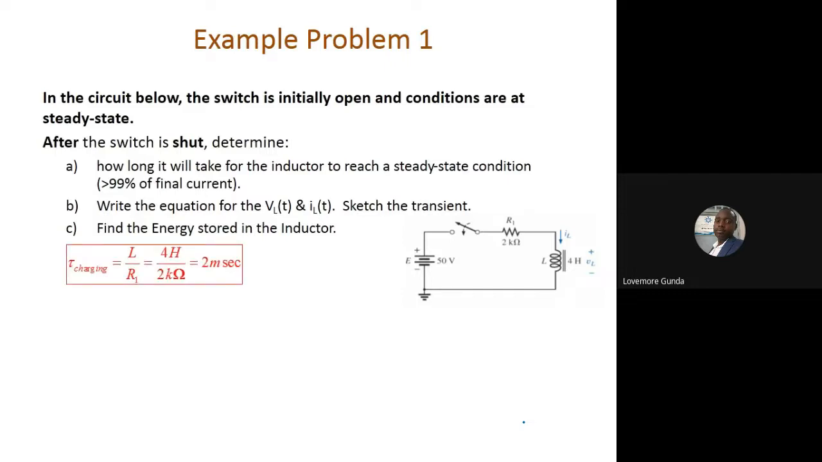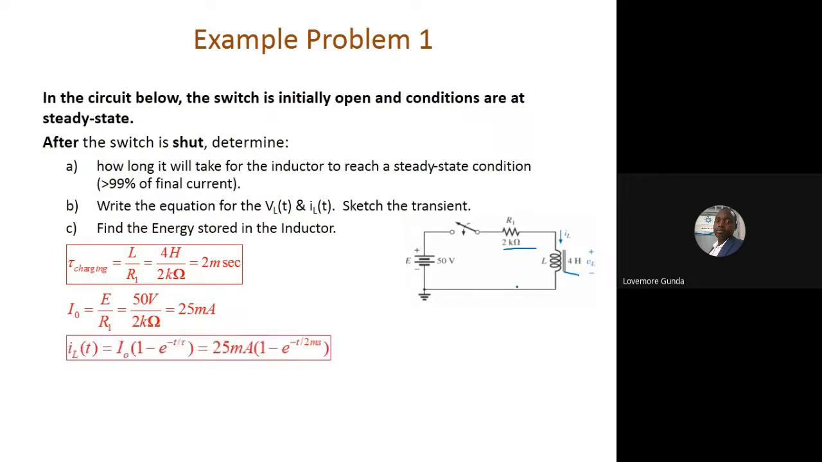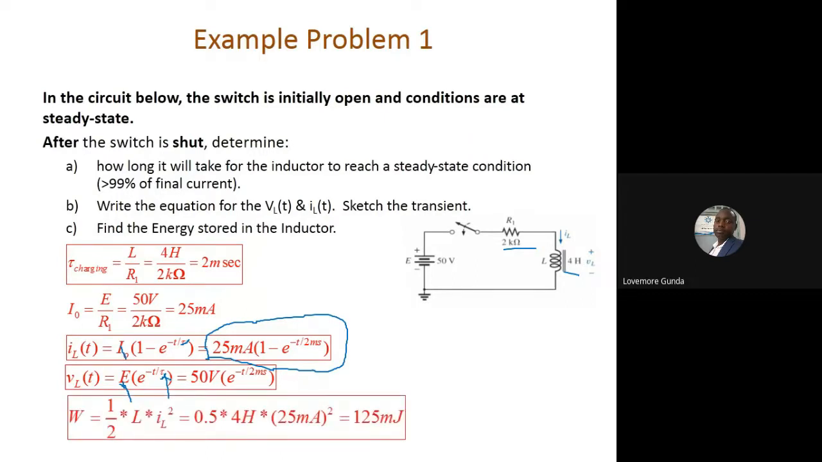So charging, we have L over R first. I naught is 25 milliamps, we've calculated that. For the expression for the current, we substitute for I naught and for tau, and everything remains. That will be the mathematical expression for the current. You just substitute for the maximum current and the time constant. For VL, you substitute for the source voltage and the time constant only. That gives you the equation for the voltage across the inductor.